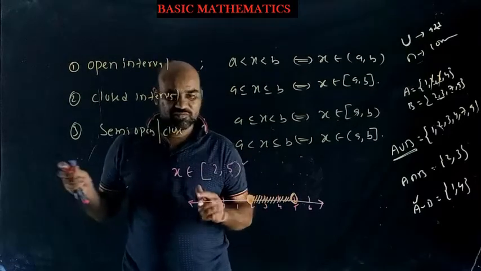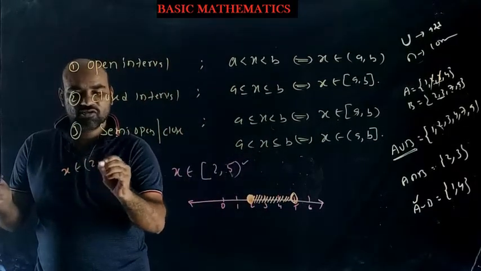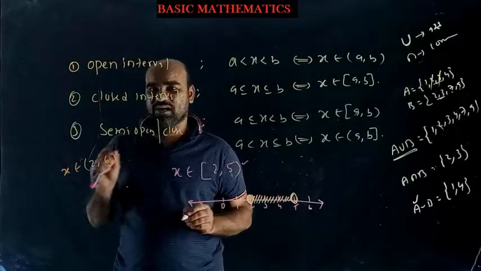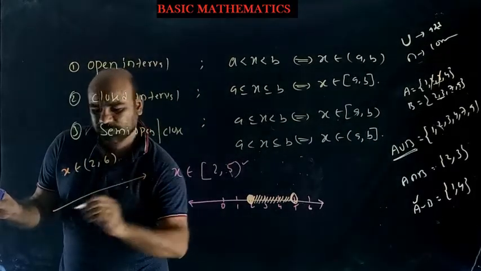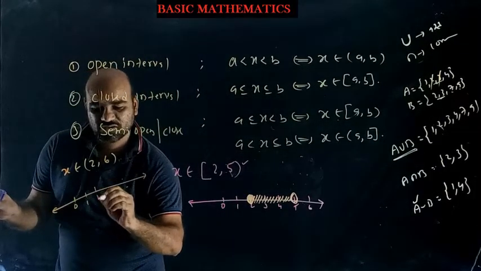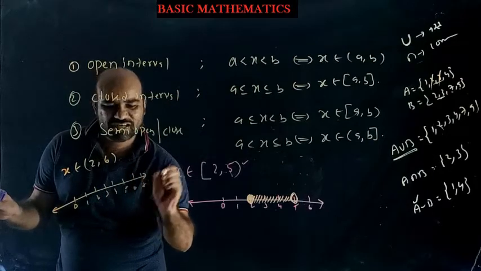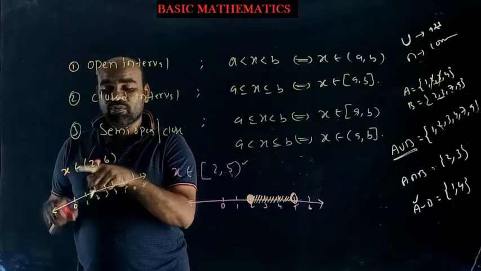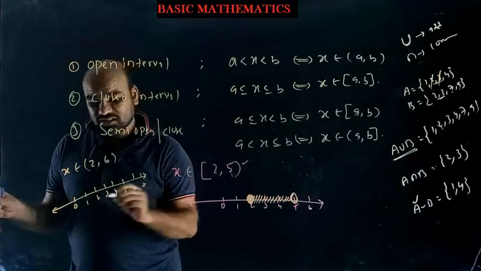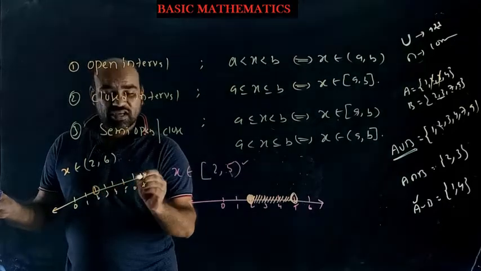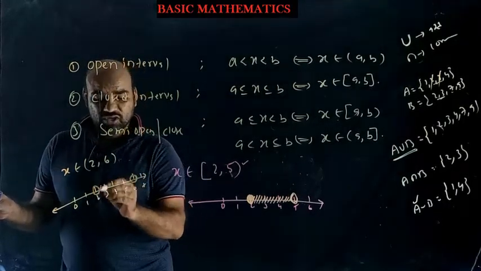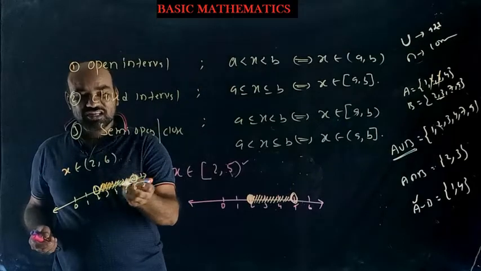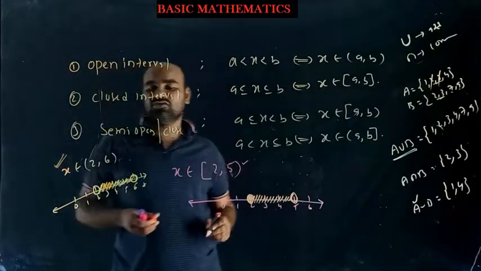Okay, one more example. X belongs to open 2 to open 6 is given. Represent these real numbers on the number line. So first of all take a number line. Here 0, here 1, 2, 3, 4, 5, 6, 7 like that. Open 2 to 6 means X is a real number between 2 to 6, not equal to 2, not equal to 6. At 2 you need to write an open circle. At 6 also you need to write an open circle. And we need to shade the area between those two open circles. So the shaded region is represented by this set, X belongs to 2 to 6.